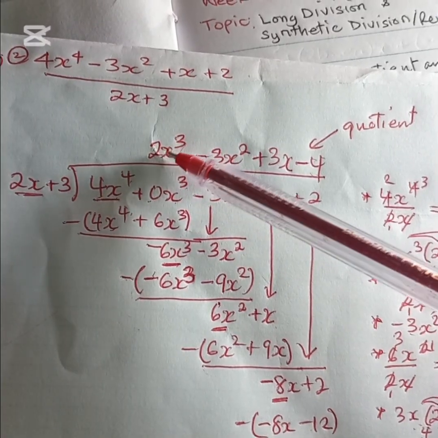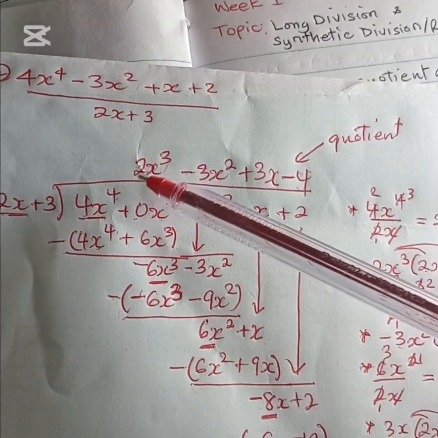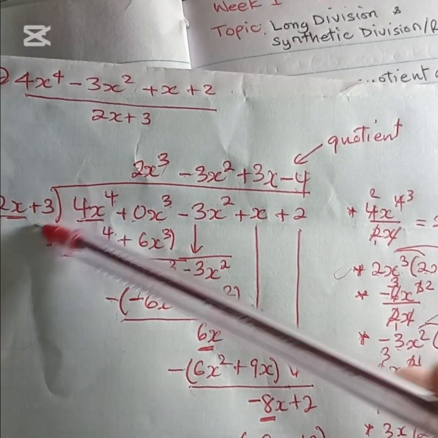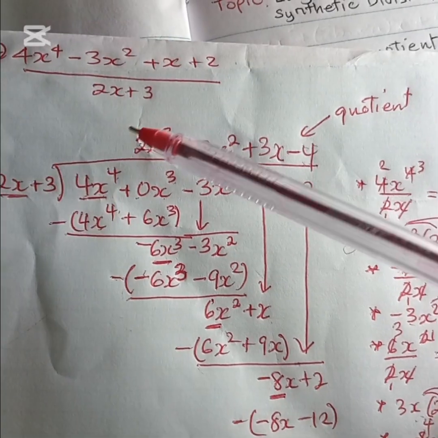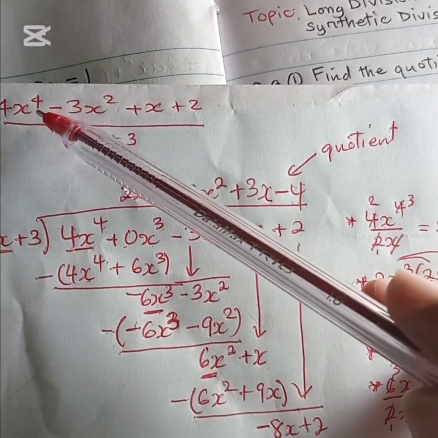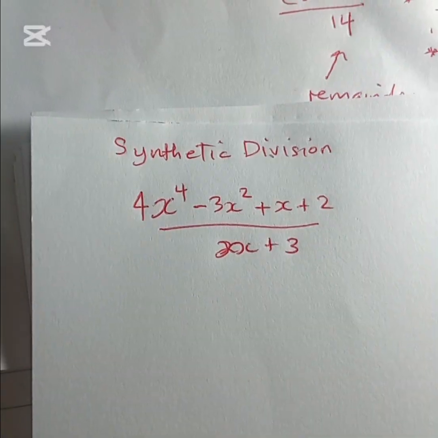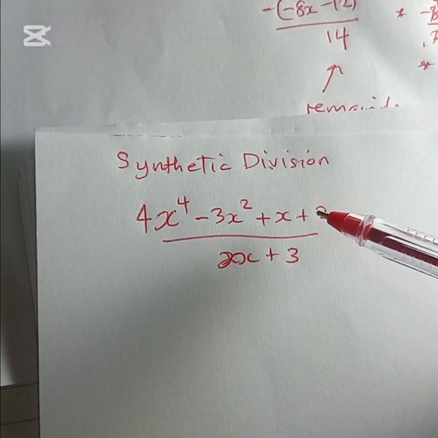Because when you expand this, times that, this is the quotient, and they can multiply and add it to the remainder. It will give you back the original. So when you multiply an x cubed with an x, you get an x to the power 4. Okay, let's do the second example using the synthetic division method.